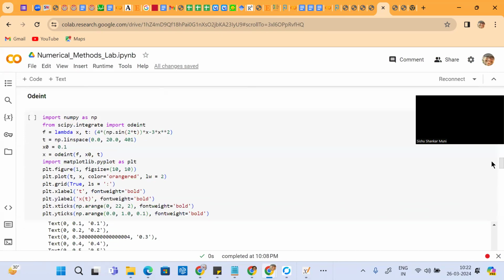but what method? Since it is solving a differential equation, it must be using some numerical methods, right? We will see what numerical method it is using inside Python. Okay. All right.